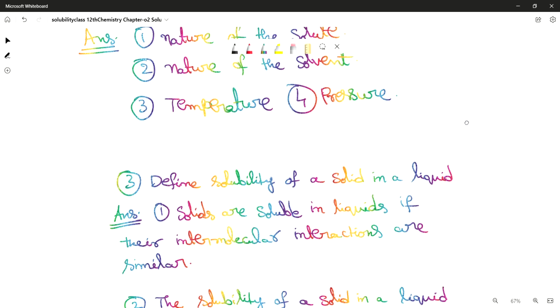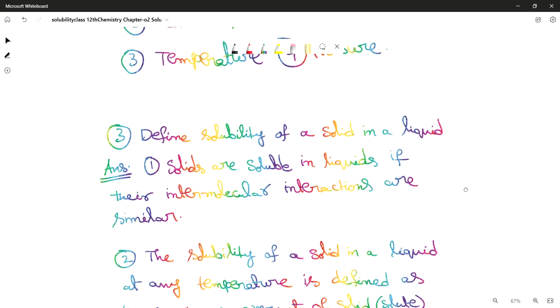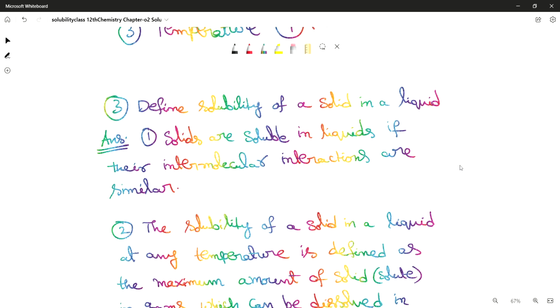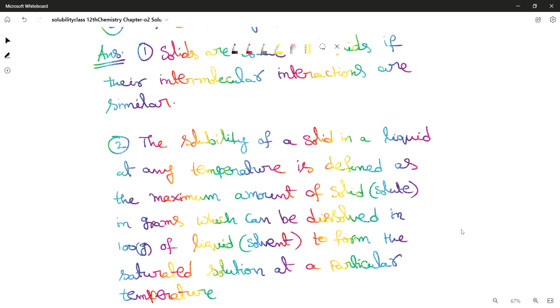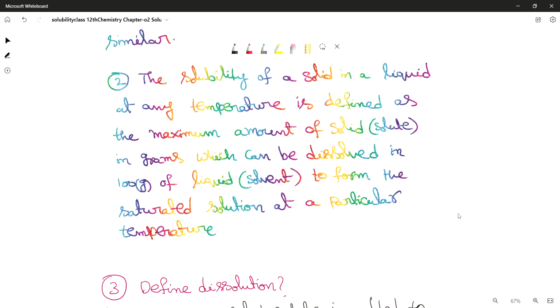Define the solubility of a solid in a liquid. First we are talking about the solubility of a solid in a liquid. Solids are soluble in liquids if their intermolecular interactions are similar. That is point 1. Point 2 is, the solubility of a solid in a liquid at any temperature is defined as the maximum amount of the solid, that is the solute in grams, which can be dissolved in 100 grams of a liquid, so the liquid amount is fixed, to form a saturated solution at a particular temperature. This is how we define the solubility of a solid in a liquid.